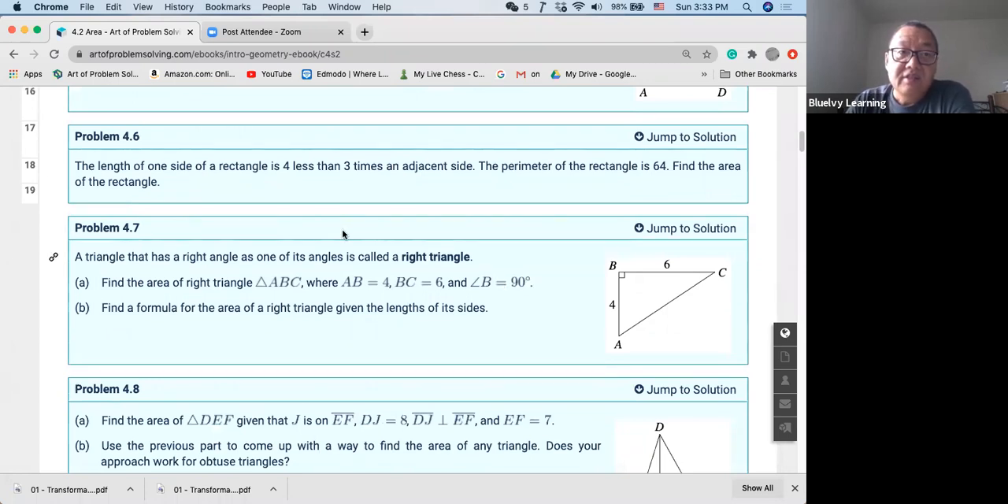Okay. So then let's see this example, 4.6. The length of one side of a rectangle is 4 less than 3 times the adjacent side. The perimeter of the rectangle is 64. Then they ask you to find the area of the rectangle. Everybody do this. See if you can get the correct answer.